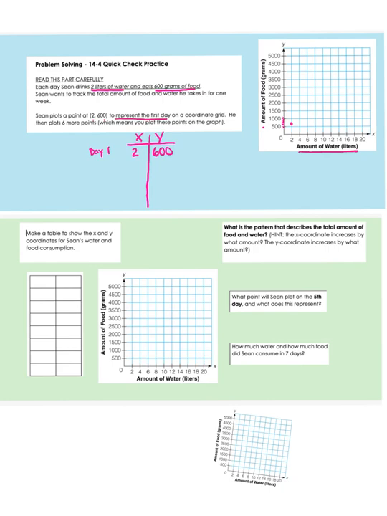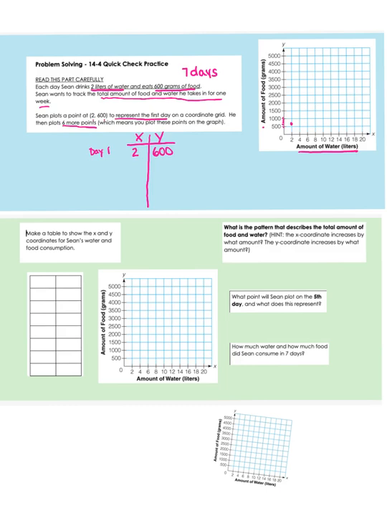Then it says he wants to track the total amount of food and water he takes in for 1 week. For 1 week, you can assume how many days are in the week. Hopefully you say 7. Sometimes there are 5-day weeks when working, but it doesn't say. When it doesn't say, you just assume that it's 7 days. So he plots 6 more points on the graph.